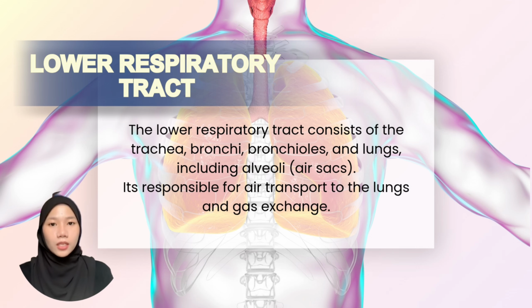Now, let's take a closer look at the lower respiratory tract. This part of the respiratory system includes the trachea, bronchi, bronchioles, and lungs, including the alveoli. Its main function is to transport air to the lungs and help in gas exchange, where the oxygen enters the blood and the carbon dioxide leaves the blood.